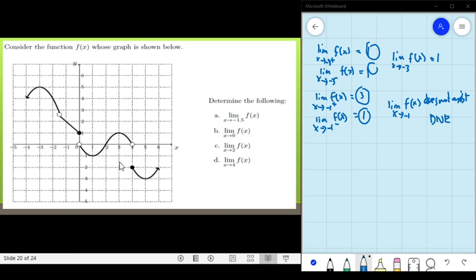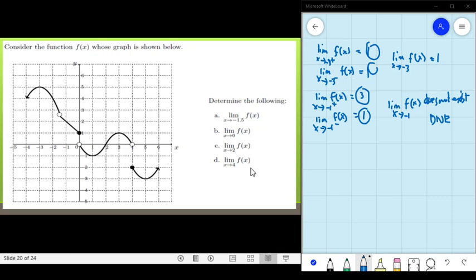Letter C, the limit of f of x as x approaches 2. So, 2. From the right, it reaches 0. From the left, it reaches 0. So, that's why the limit of f of x as x approaches 2 is equal to 0.